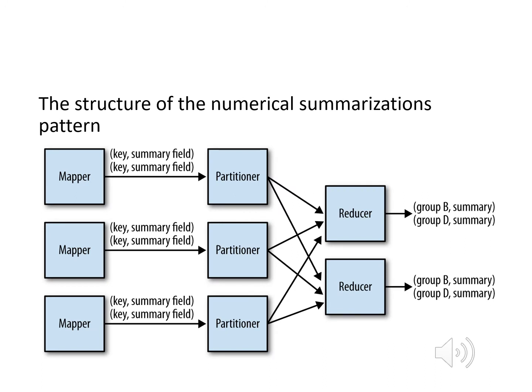This figure shows the general structure of how a numerical summarization is executed in MapReduce. The mapper outputs keys to group by, and the numerical values to summarize. Here, the use of combiner can reduce the number of intermediate key value pairs to send across the network to the reducers for some numerical summarization functions, like what we did in word count.